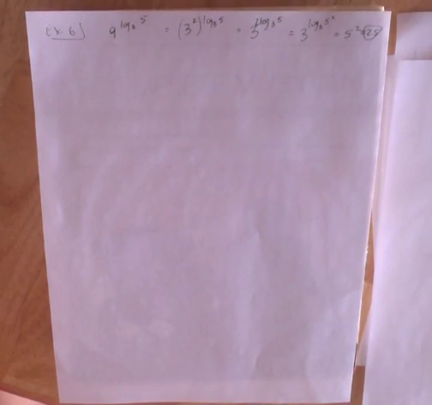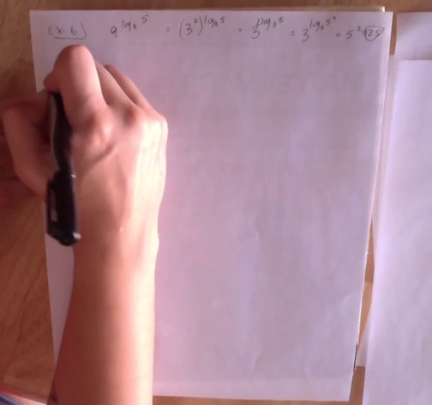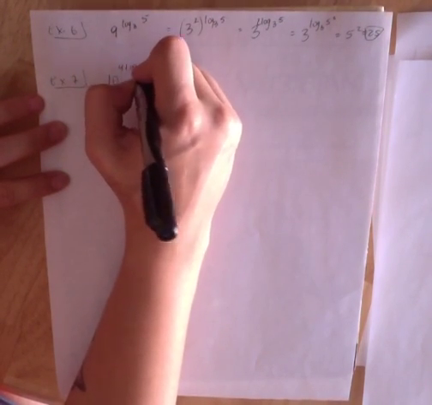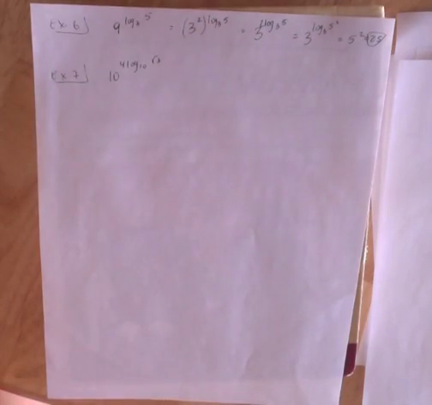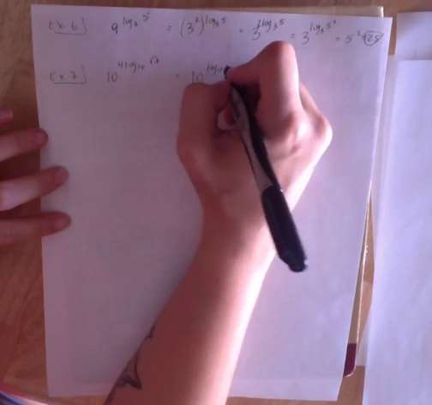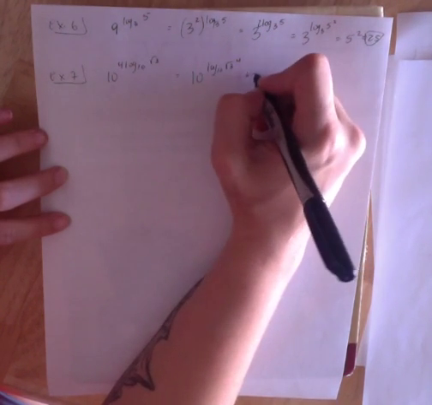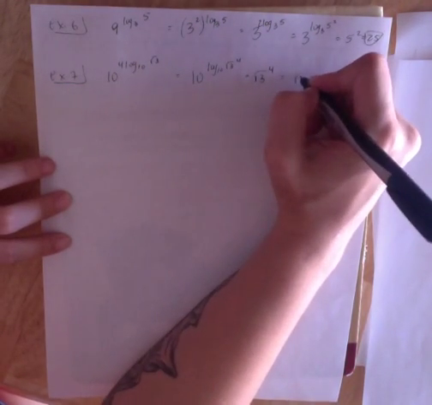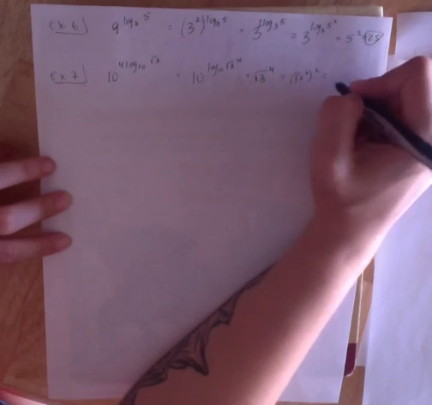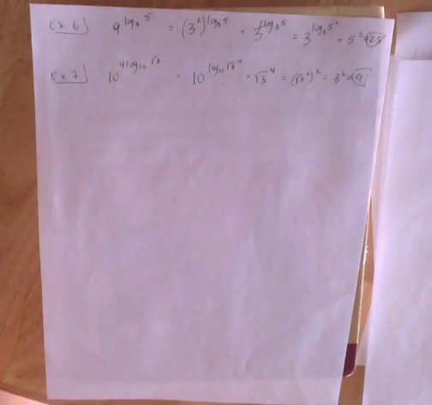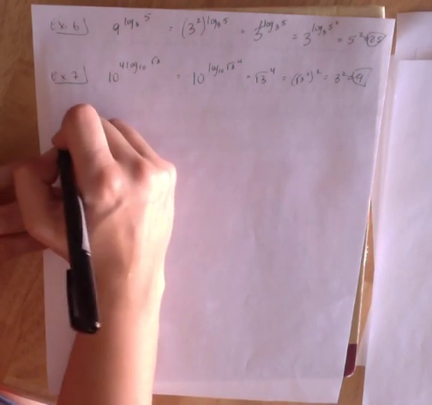Okay, let's do another. If we have 10 to the 4 log base 10 of root 3, okay, we can rewrite this using our exponential power as 10 to the log base 10 of root 3 to the 4th. So this just gives me root 3 to the 4th, which is root 3 squared squared. Root 3 squared is 3, which gives me 9. Okay, let's try this one.